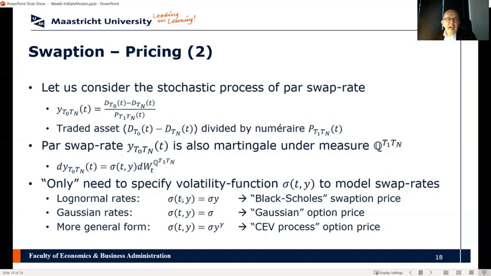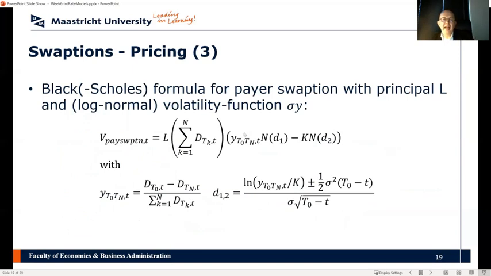If we use a log normal specification, if we model the par swap rates as log normal martingales, then we get a Black and Scholes type of formula. So you get y times N(d1) minus K times N(d2) for a payer swaption. But you have to multiply with the numeraire, so you get the sum of discount factors sitting in front here and not just one single e to the power minus rT term. And the d1 and the d2 terms are basically what you expect: the forward par swap rate divided by the strike, plus or minus 1/2 sigma squared (T minus t), divided by sigma square root of (T minus t).